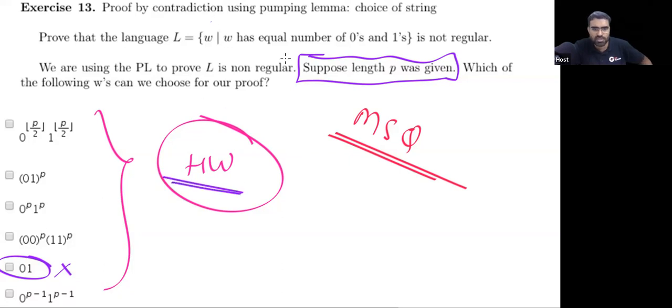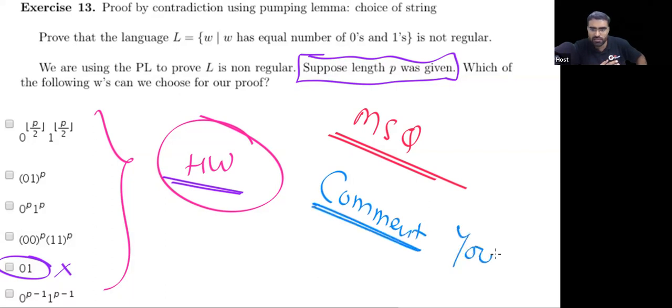This is your homework question. I want the correct answer from you. Please comment your answer. I will put this video on the YouTube channel. We will discuss this question at the beginning tomorrow.